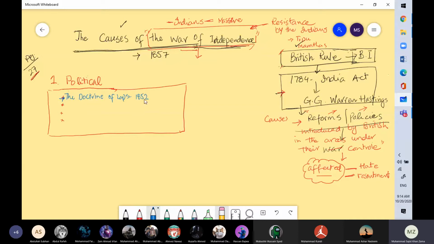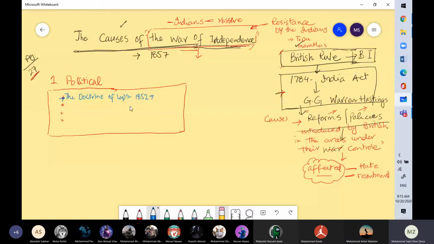Now, if you remember, the doctrine of lapse was introduced by the British in 1852, and this said that if any princely state rulers who joined the British willingly and signed an agreement with them died, and that ruler doesn't have any son, a real heir to the throne, then what will happen to that state? It will go under British control. It will be taken over by the British directly.